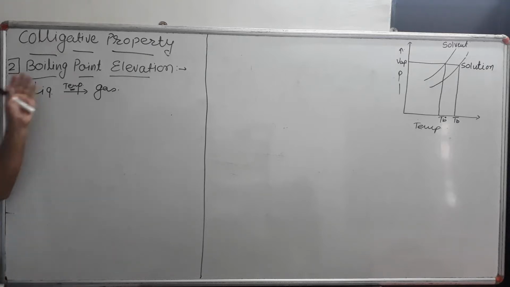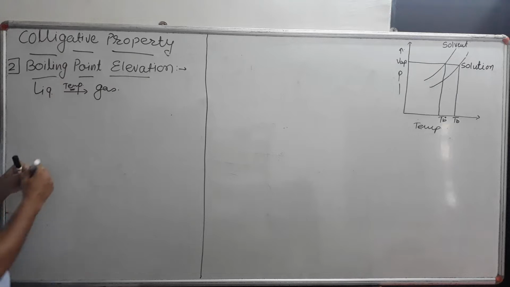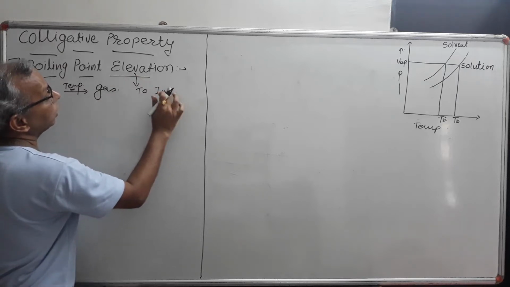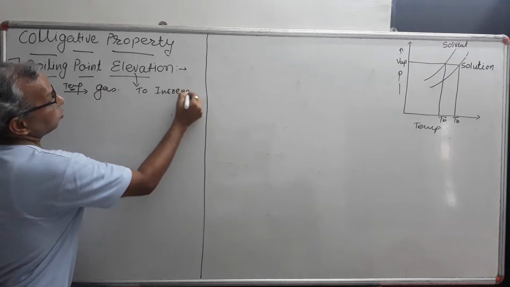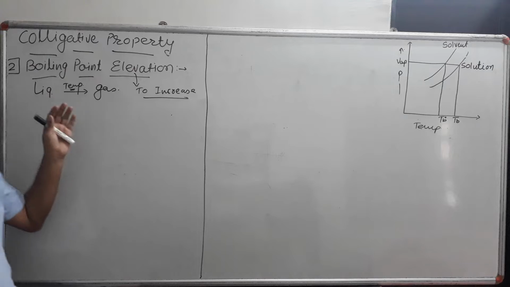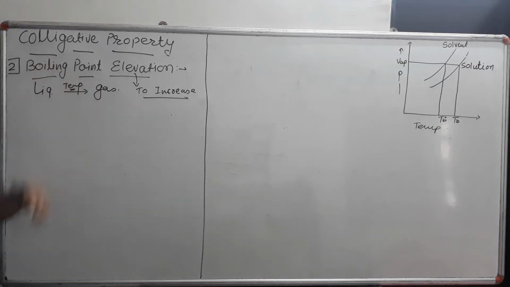So friends, what is boiling point elevation? To elevate means to improve or to increase. So the increase in the boiling point of a solvent is called the boiling point elevation that we are going to learn here. Let's consider one important example.